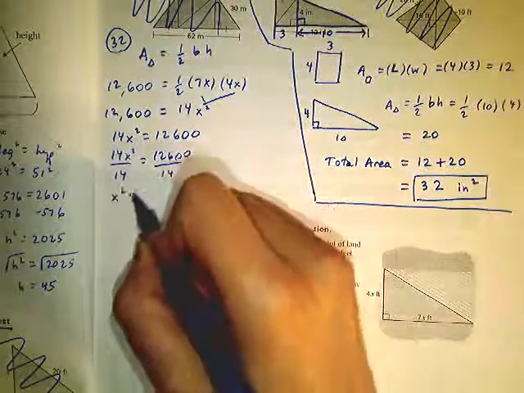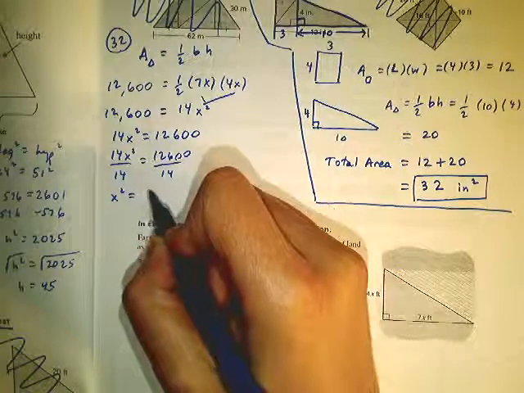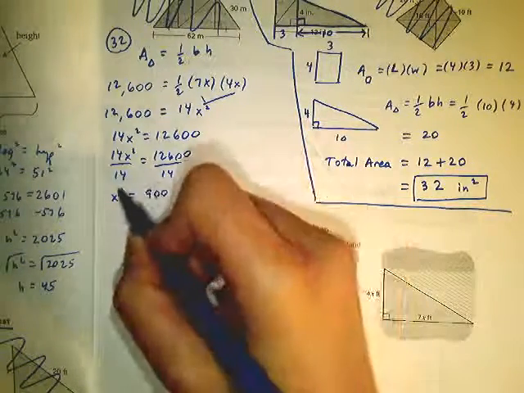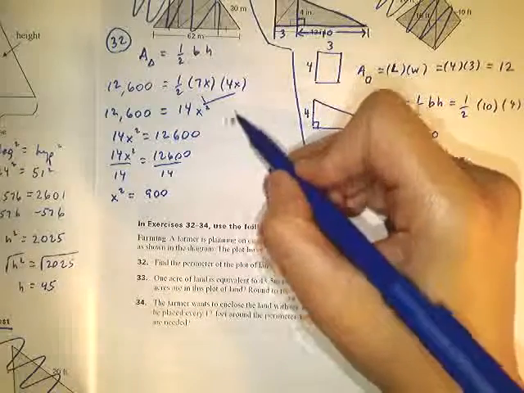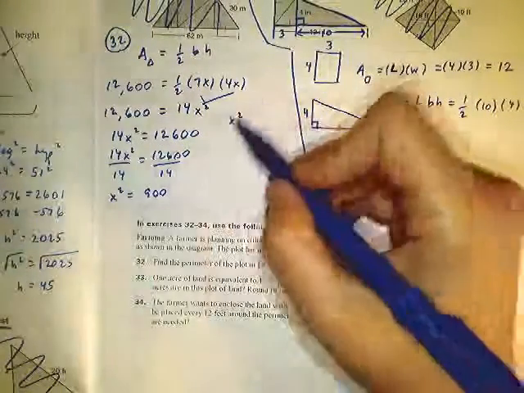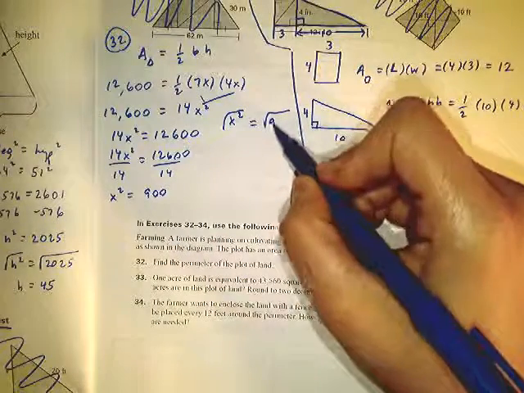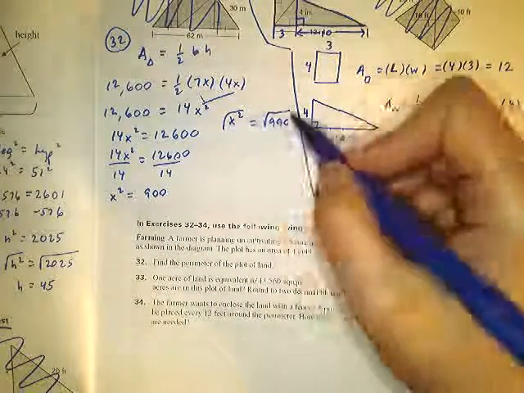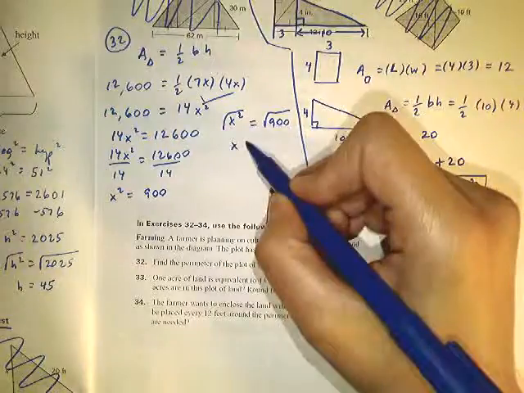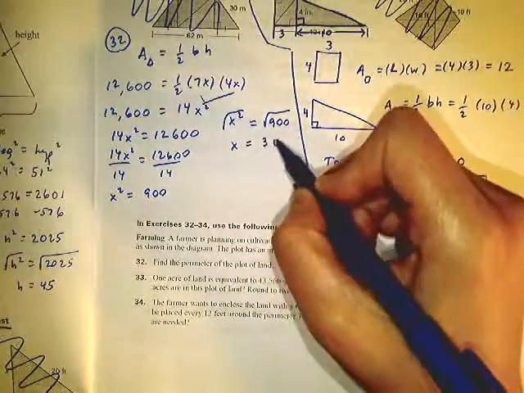And I get x squared to be 900. So if I want to do my last step to solve for x, I've got to get rid of the square. Square roots are the opposites of squares, so we'll do that over here. Doing the same thing on both sides gives us an x value of 30.